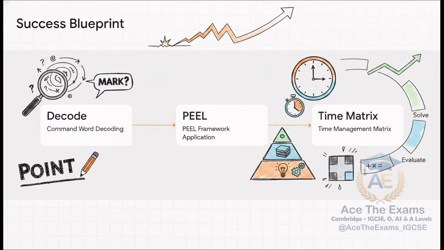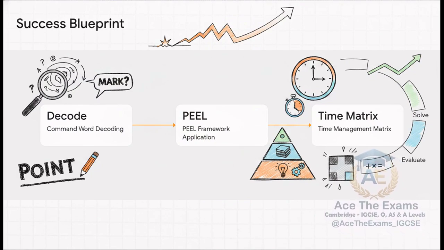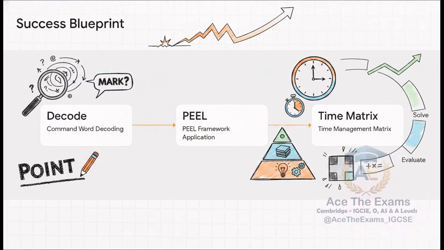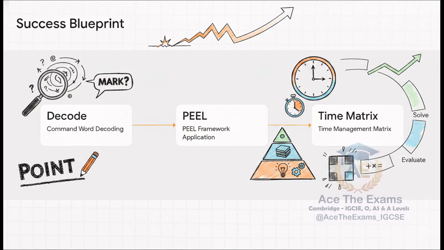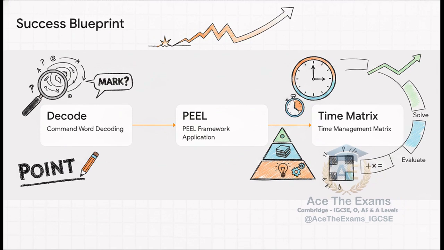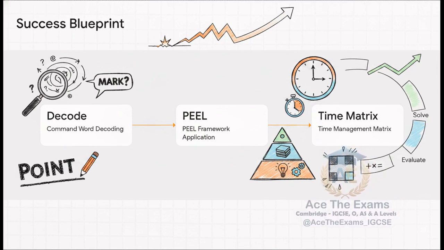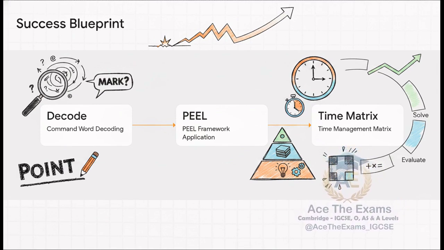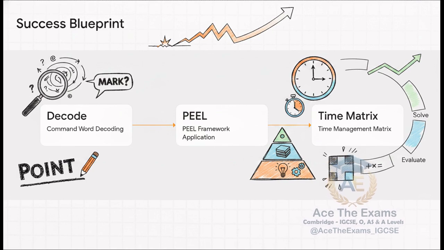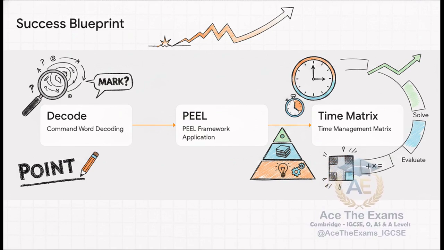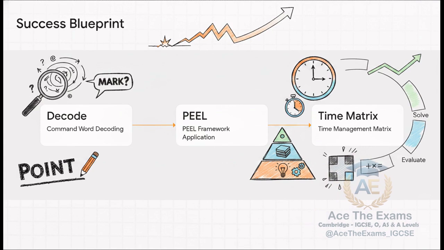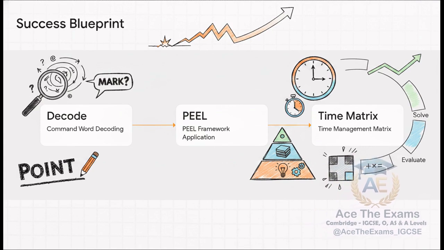So how do we tie all of this powerful information together? I am presenting to you the ultimate computer science success blueprint. These are the 3 non-negotiable rules that guarantee top marks when you're executing your exam answers. First pillar, command word decoding. You have to stop missing the subtle difference between describe and evaluate. Circle the word physically on the paper and know exactly what level of detail it demands.